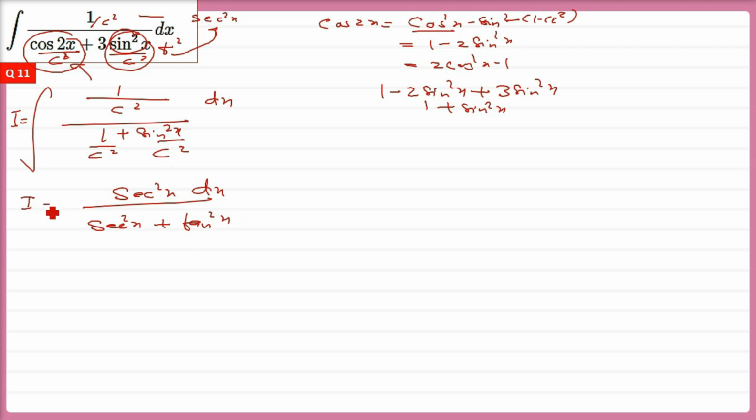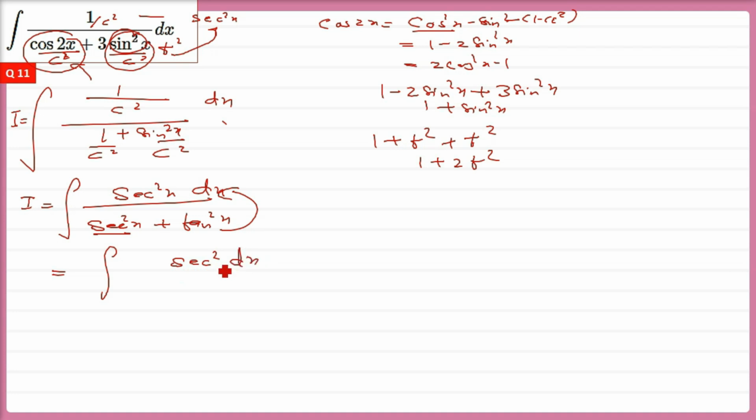Now you might have anticipated what we are going to do, because we are stuck with this sec square x again. But we have a relationship between sec and tan. Because if you put tan x equals t, you will directly get sec square x dx in no time. The denominator will become 1 plus 2 tan square x. So this will be sec square x dx over 1 plus 2 tan square x.